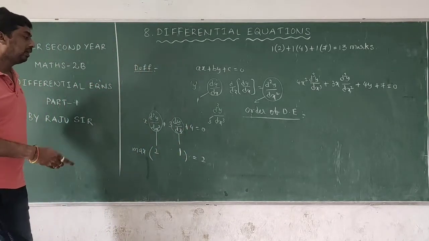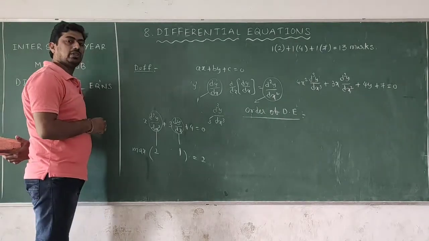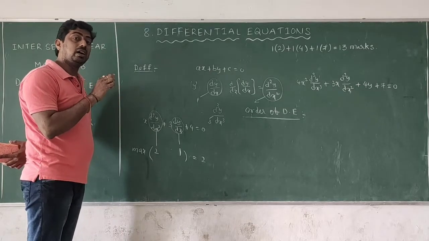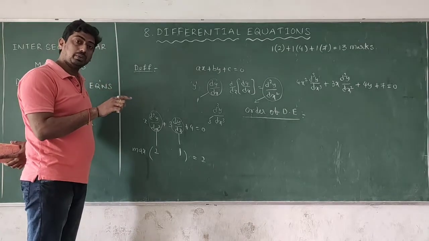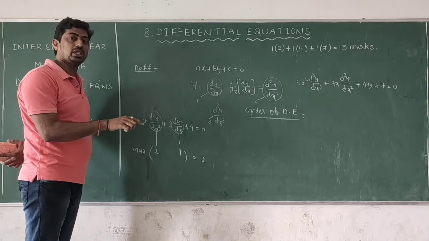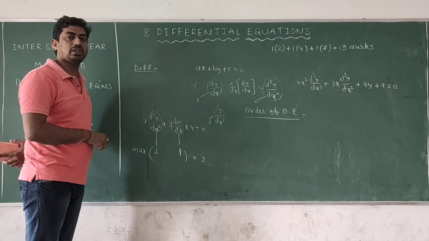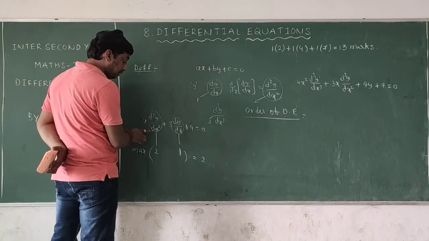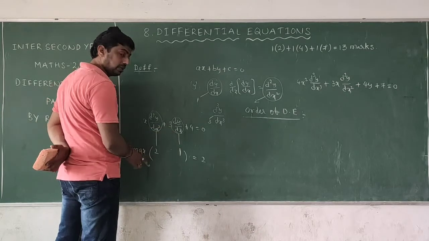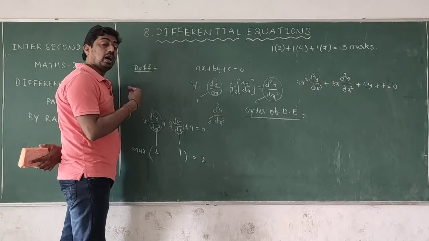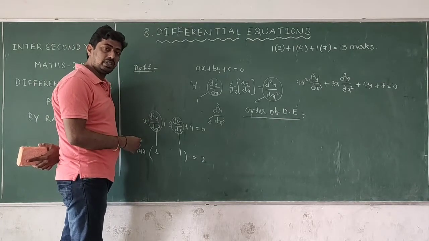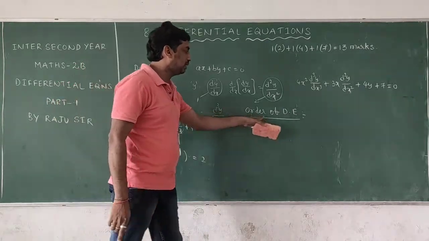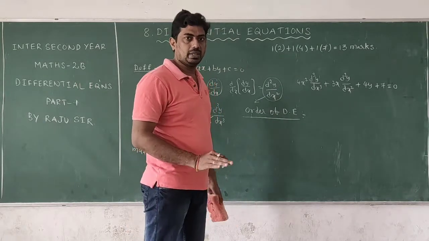Understood clearly? The order of the differential equation means the highest order of the derivative in the differential equation is called the order of the differential equation. Here d square y by dx square has order 2, and dy by dx has order 1. The maximum of these is 2. That's why the highest order of the derivative in the differential equation is called the order of the differential equation. This is the definition. Is it clear? Any more doubts on this one?